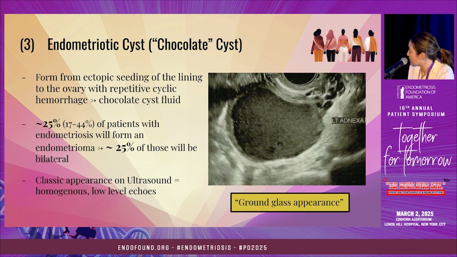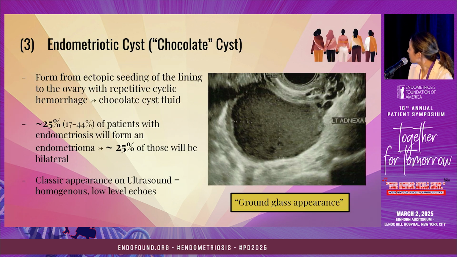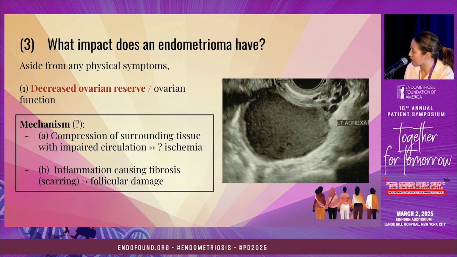And they have this very classic appearance. We call it ground glass. Same thing, ground glass appearance, but you can see how it looks similar to that hemorrhagic cyst that we just saw. Aside from the actual symptoms, which I won't go into right now, what impact does having an endometrioma have? One of the big ones is, unfortunately, it decreases your ovarian reserve, your ovarian function.